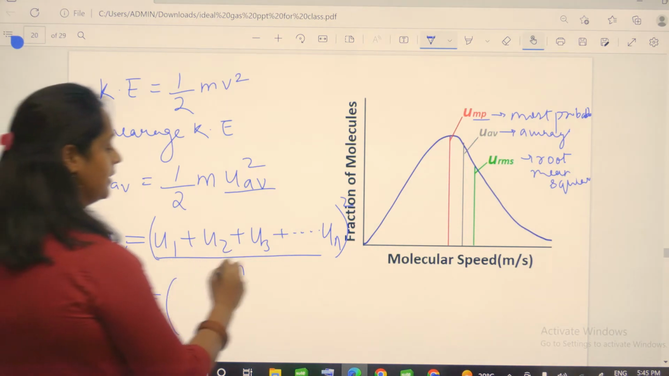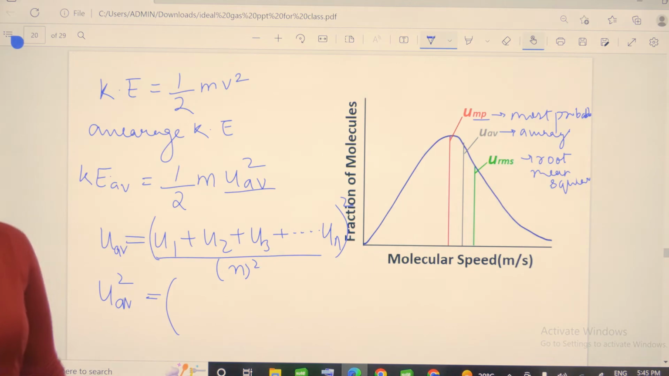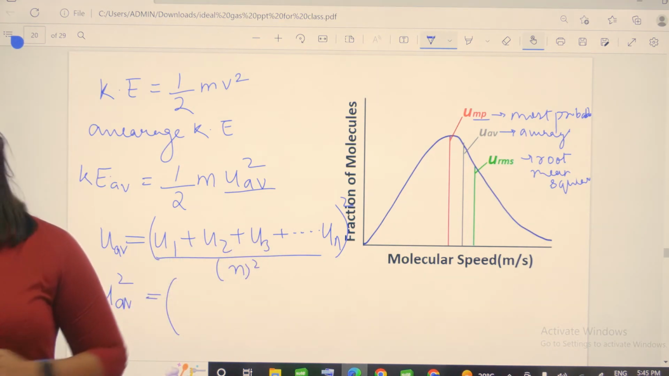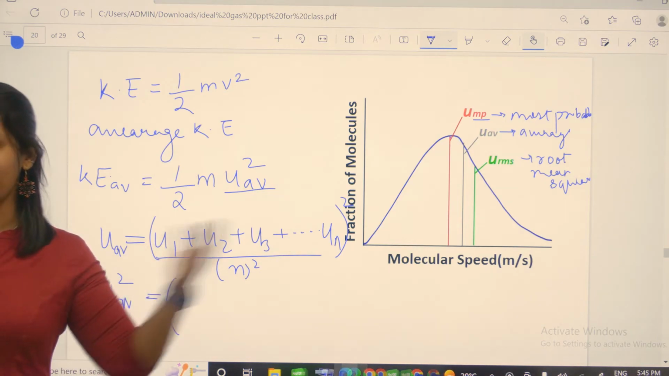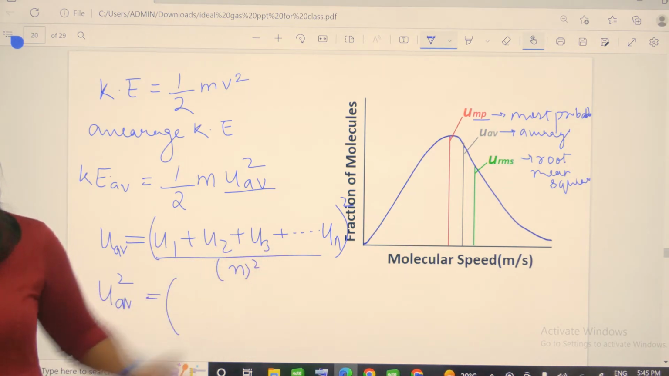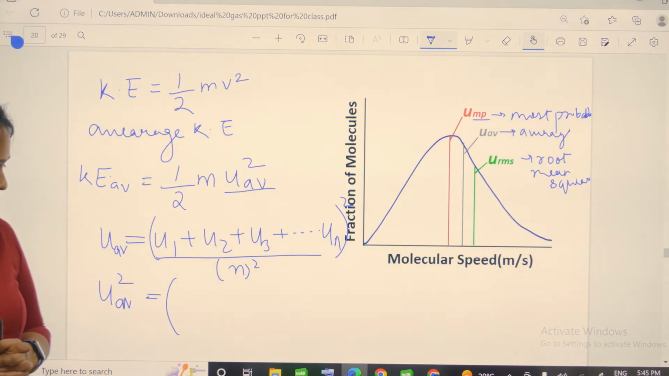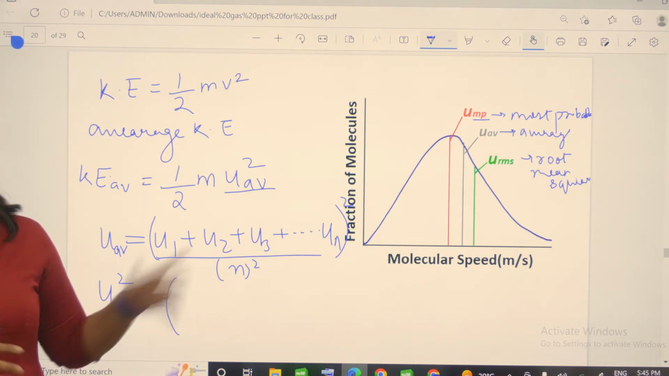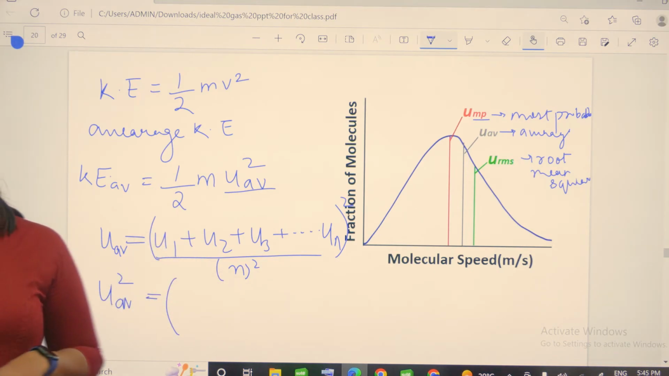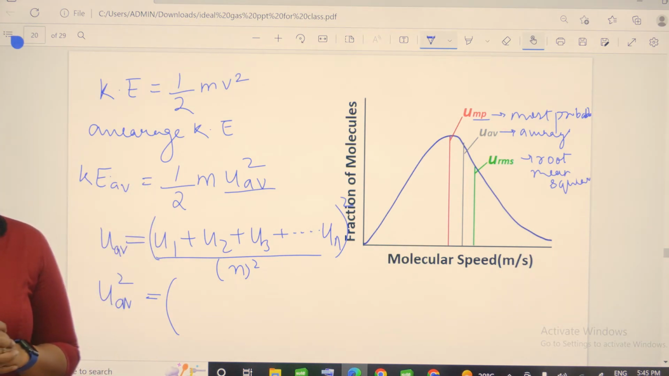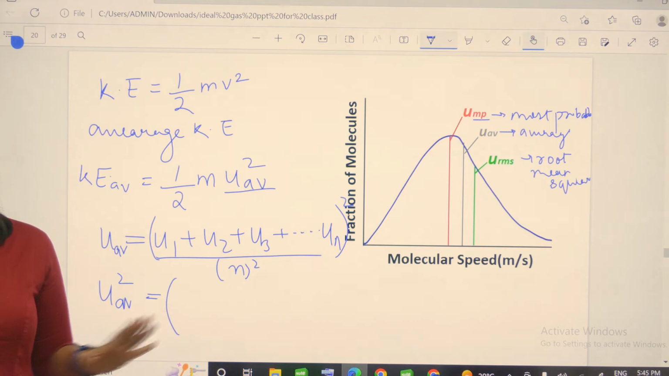By doing A plus B the whole square, you get A square plus B square plus 2AB. So when you have 3 terms, then you have 9 terms. And if I have n terms, how many terms am I going to have? That is why we'll first add them and then square. We are not going to do the square of it right away here. Clear? So far, no doubt.